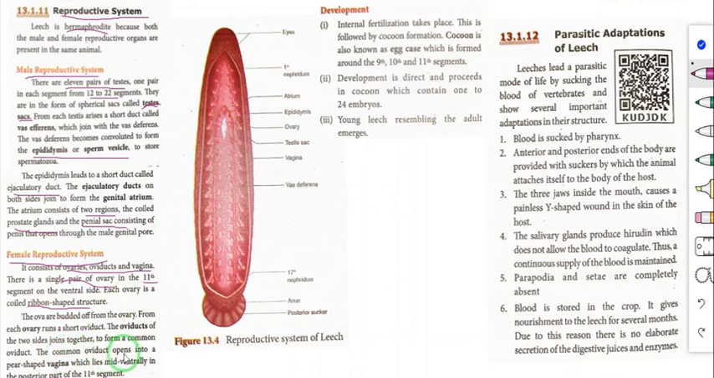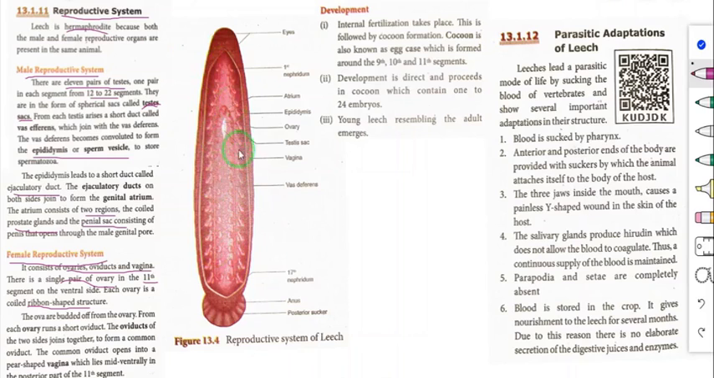The common oviduct opens into the pear-shaped vagina, which lies mid-ventrally in the posterior part of the 11th segment. So that oviduct, that tube, enters into the vagina. The vagina is a pear-shaped structure, and that vagina opens into the 11th segment. Understand, children? Yes. Okay, this is the female reproductive system.